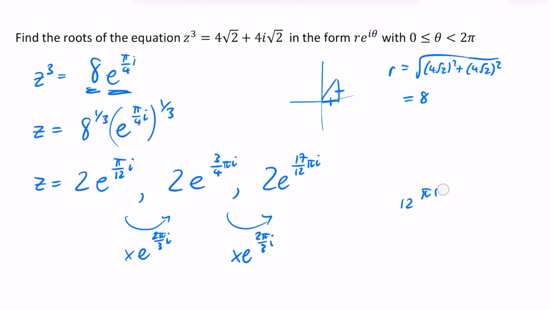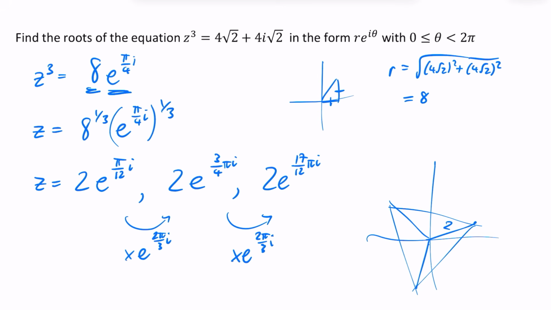As well for this, if you were to plot this on an Argand diagram, which I will do very, very quickly, the first one is at pi over 12, the second one would be at 3/4, the third one will be somewhere down here, and it has actually formed an equilateral triangle where all of these lines are 2, okay?